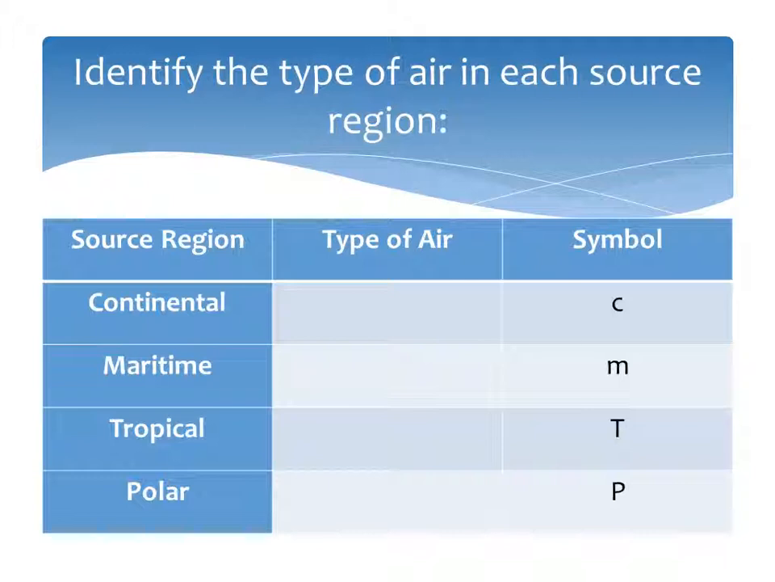For the tropical source region, the air that comes from the tropics is going to be written with a capital T on a map, and that type of air is warm. Finally, the polar source region sends air masses to different places that are cold, and the symbol you would use for that is a capital P.